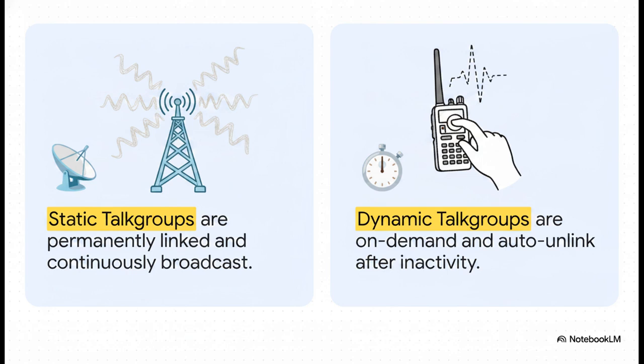Now, you should know that not all talk groups behave the exact same way on your local repeater. Static talk groups are permanently linked by the repeater owner. They're continuously broadcasting, so you can just passively listen by tuning in. Dynamic talk groups, however, are on demand. To hear them, you actually have to briefly press your PTT button to tell the network to link that chat room to your repeater. And to save precious network bandwidth, these dynamic groups will automatically unlink after about 10 to 15 minutes of local inactivity.